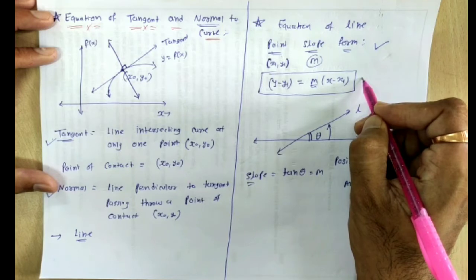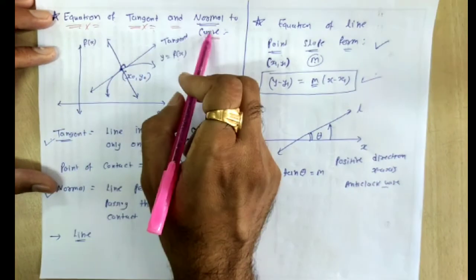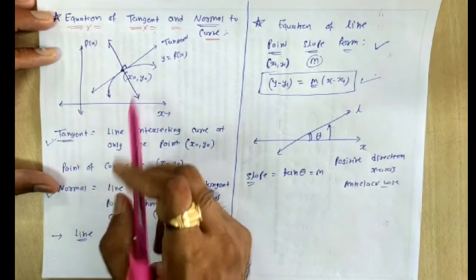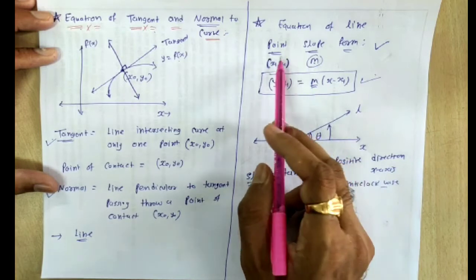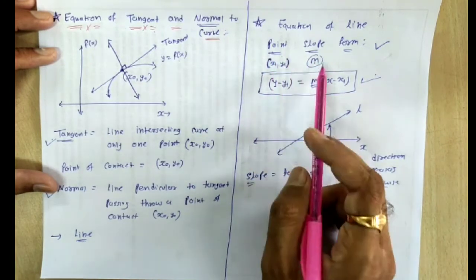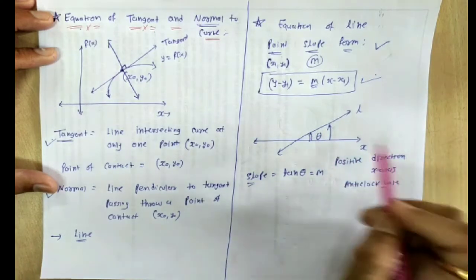Why are we obtaining the equation of line? Because our topic is to find the equation of tangent and normal, and our tangents and normals are nothing but lines, and that's why we require the equation of line. For that we are using point slope form, in which slope is the tangent of the angle made by this line. Clear?